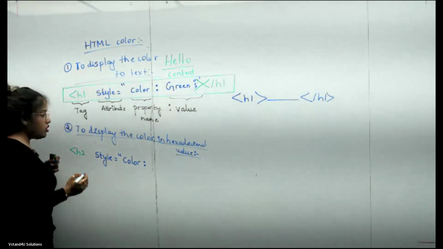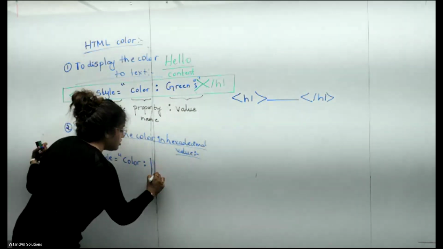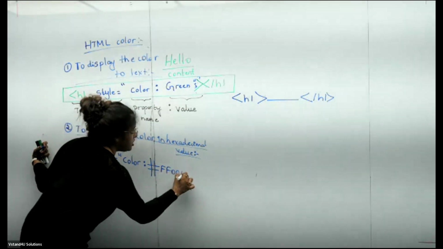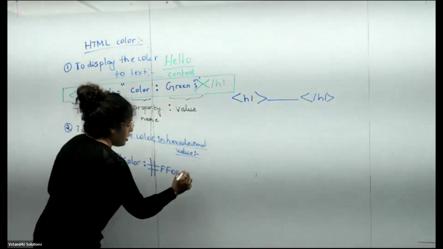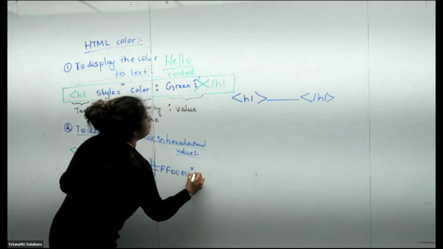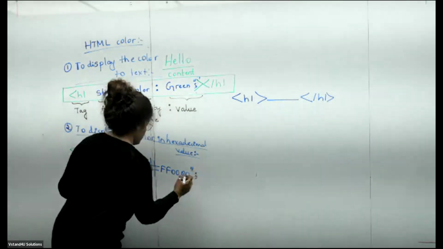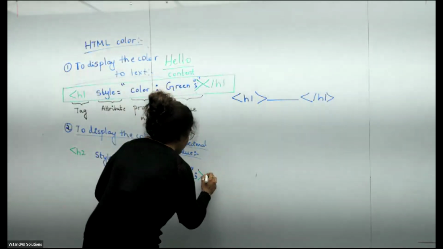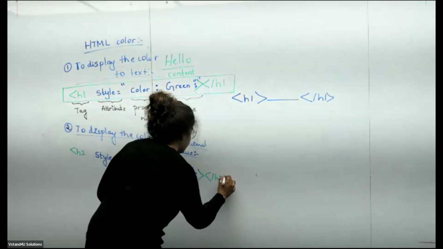Clear? So now what I will do? I will use the hash symbol and I will mention some hexadecimal value. I'll close this declaration and also let me close the H2 tag. Clear?